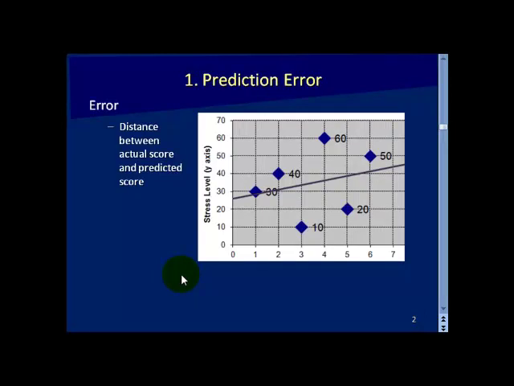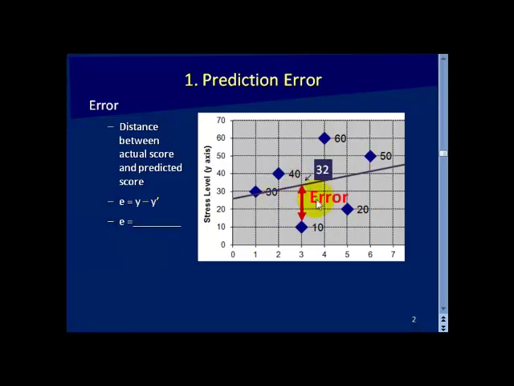Prediction error occurs anytime you do regression because there's going to be gaps between the regression line and the scores. So this gap between the regression line, the predicted score, and 10 here is error, and each of these gaps between the actual scores and the regression line is error. So error has the simple formula y minus y prime. So in this case, let's assume here that it's crossing at 32.